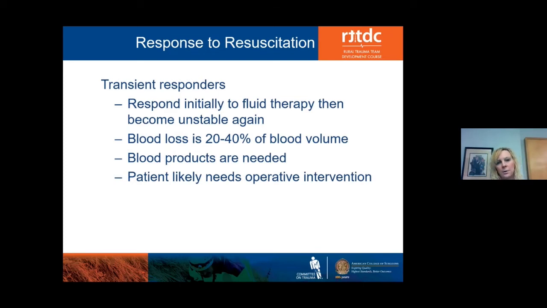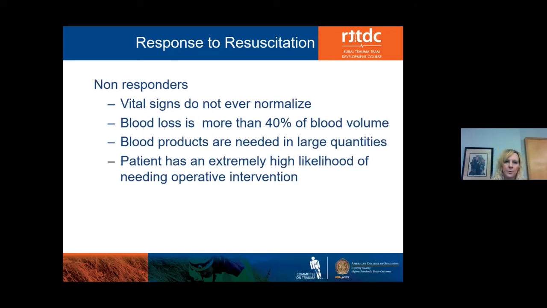Once they come to us, they're the ones that, okay, do we sit and watch them? Do we take them to the operating room? I think, out of all 3 groups, these ones are going to be the most tough to definitively manage. And then there's your non-responders. You're never going to get normal vital signs. You're going to have a tremendous amount of blood loss. You're going to need large quantities of blood products, and the patient's going to have an extremely high likelihood of needing operative intervention, and an extremely high likelihood of non-survival or mortality.